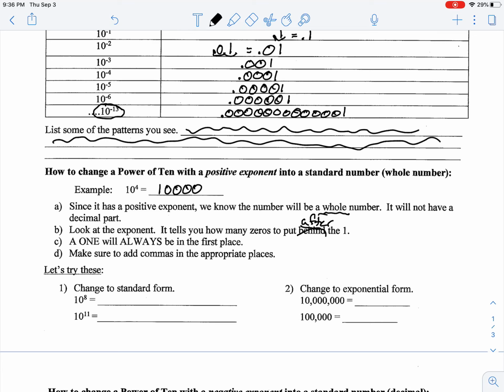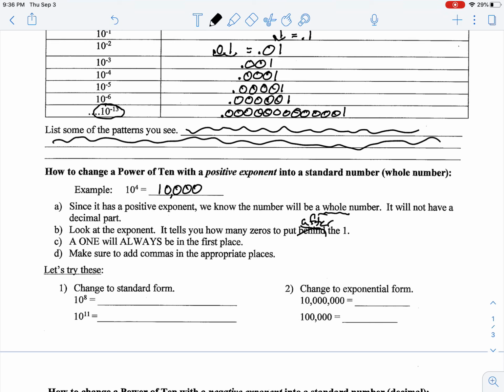It also tells us to add our commas. We don't have to, but if we wanted to, just go to your thousandth place and put your comma there. But I will accept answers with no commas. Since this is a pretty easy process, we'll just do the first couple here, and I want you to try the others on your own.